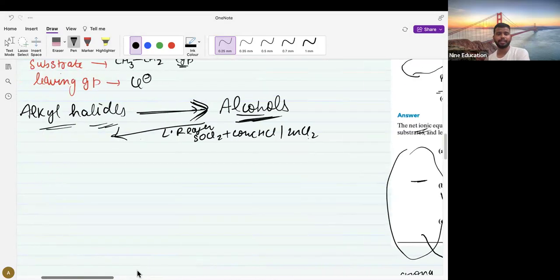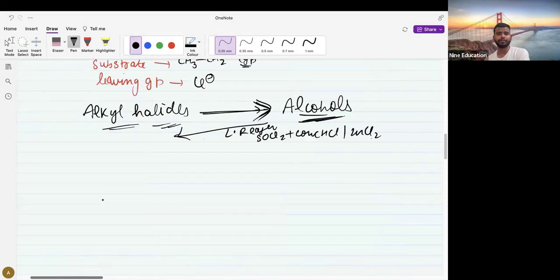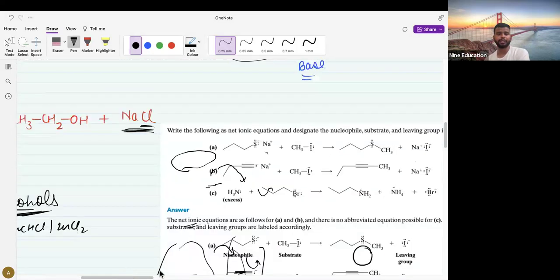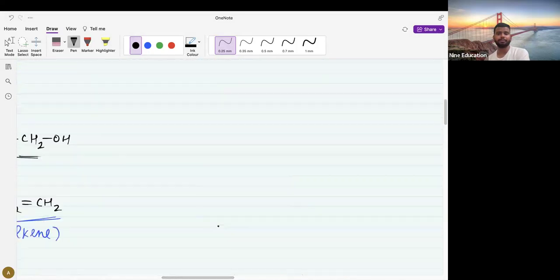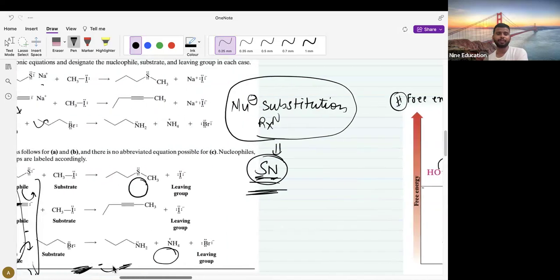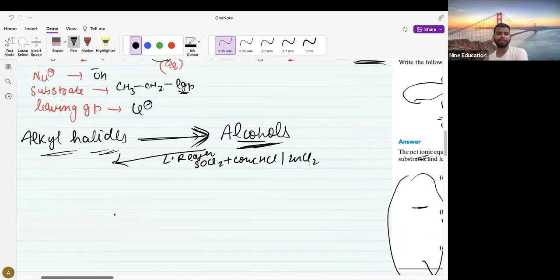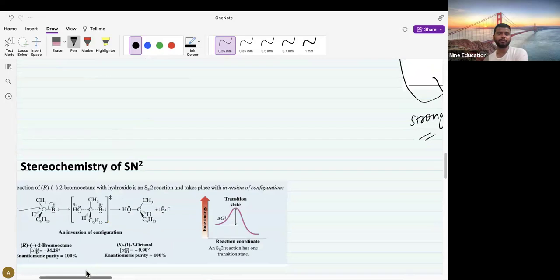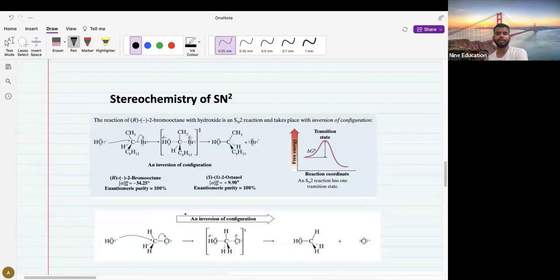So next thing, right? This was first SN2. This was SN2 reaction. This was the mechanism of that reaction. This is free energy diagram of that reaction. Next thing we will write about the stereochemistry of SN2. Stereochemistry देखते हैं. SN2 reaction की stereochemistry कैसे होती.